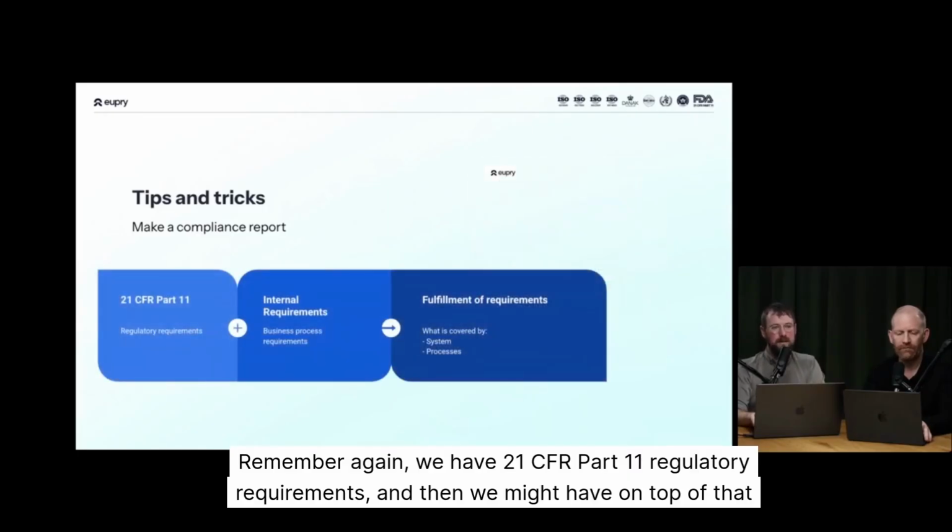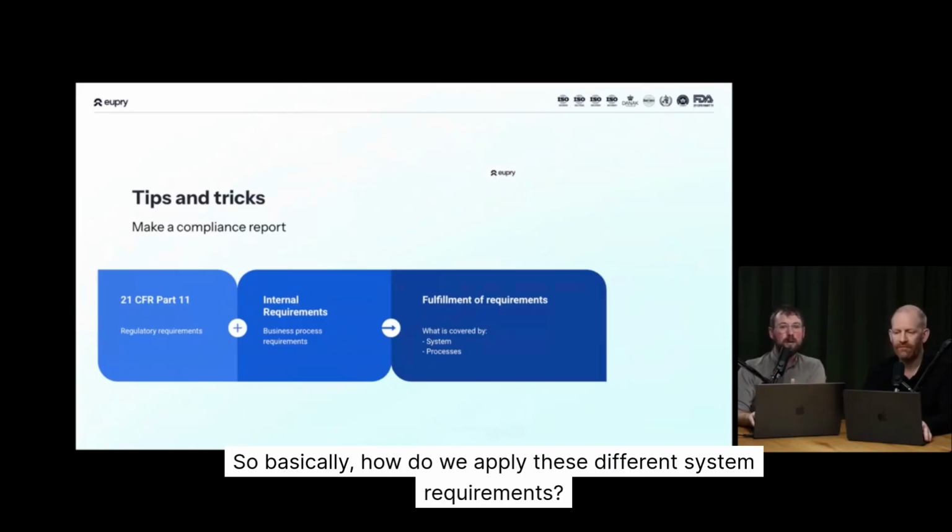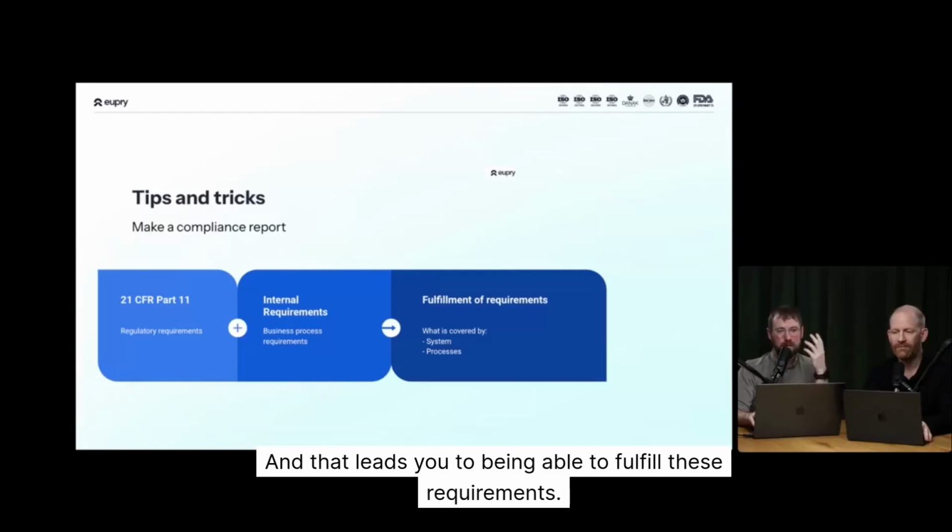Remember again, we have 21 CFR Part 11 regulatory requirements, and then we might have internal requirements on top of that. So basically, how do we apply these different system requirements? And that leads you to being able to fulfill these requirements.